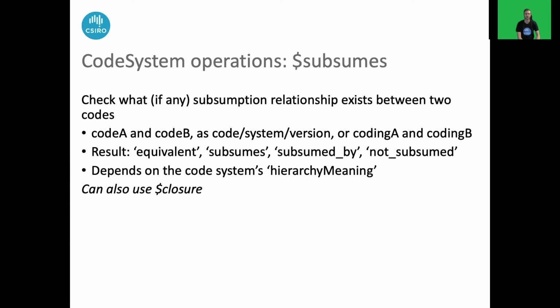So the four possible results that we could get for that relationship or non-relationship are that the two codes are equivalent. And that's very useful if you've got a code system that supports post-coordination, for example. That code A subsumes code B, that code A is subsumed by code B, or that there is no subsumption relationship that the server knows about code A and code B.